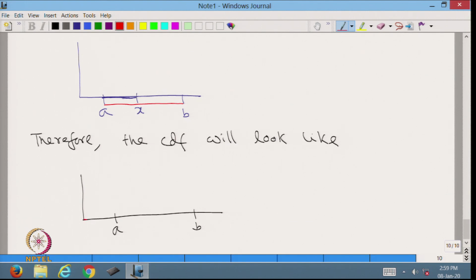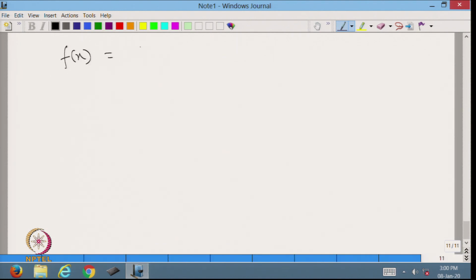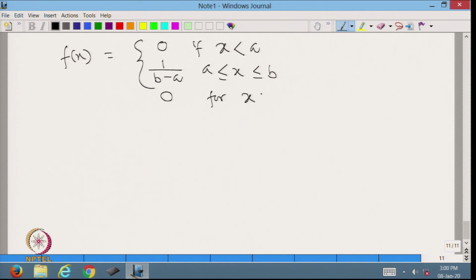Below a it is going to be 0, from a to b it increases linearly to 1, and after b it will remain constant at 1. The question is, what is its PDF? Very obvious, f of x is going to be 0 if x is less than a. This is going to be 1 upon b minus a for a less than or equal to x less than or equal to b, and 0 for x greater than b.